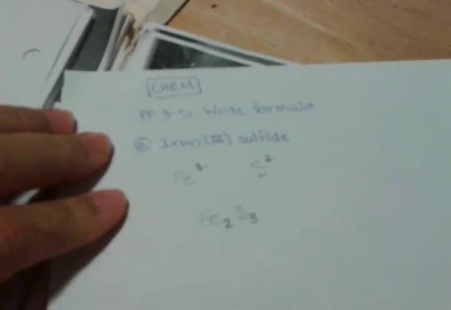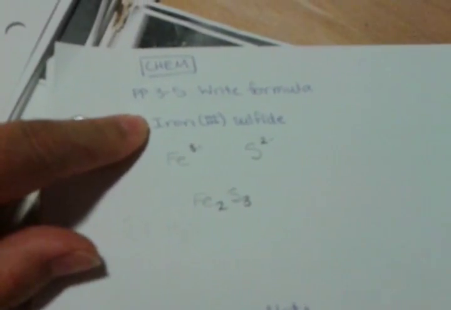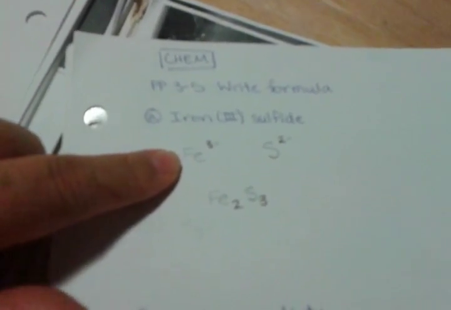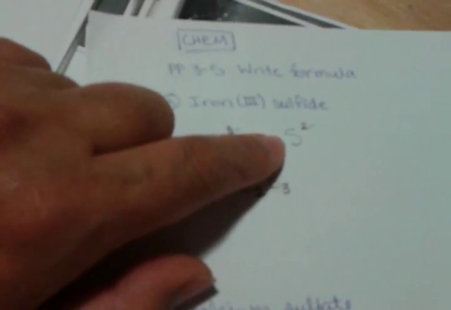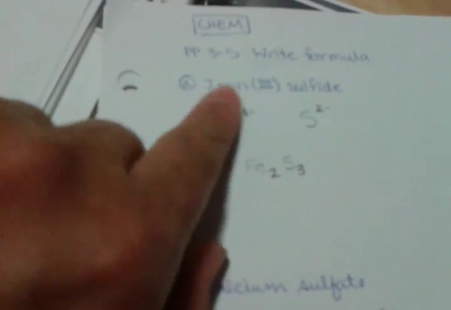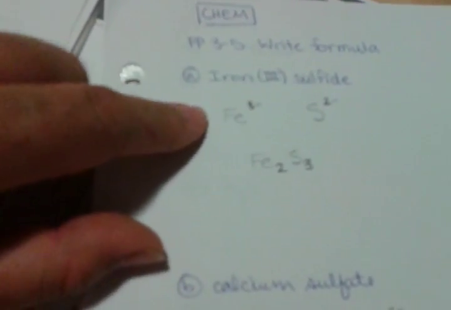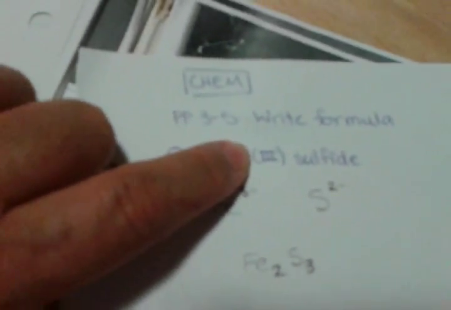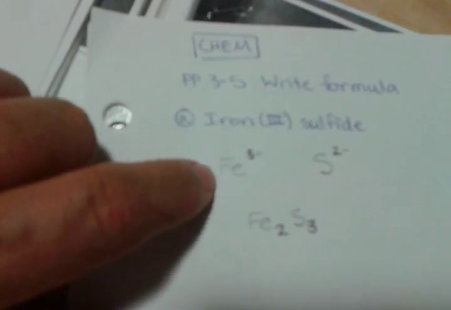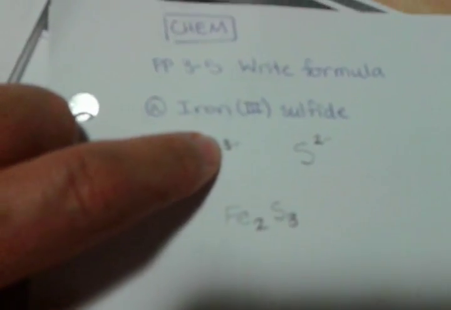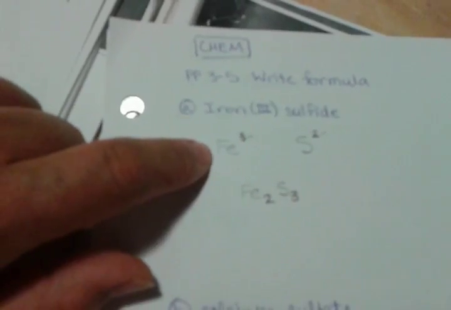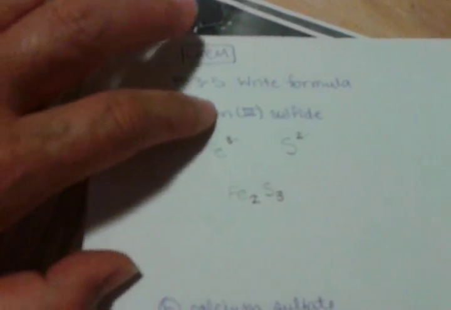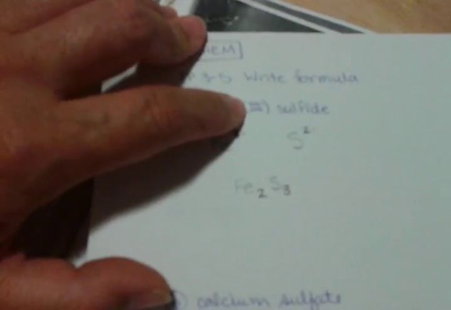Okay, Stephanie, this is practice problem 3-5, and we're supposed to write the formula. We've got iron(III) sulfide here. Fe is the formula for iron, and S is the formula for sulfur, which becomes sulfide whenever it's in a compound's name. And the Roman numeral III here tells me that iron has a 3+ charge. Iron can have a couple of different charges, and so that's why there's a Roman numeral here.